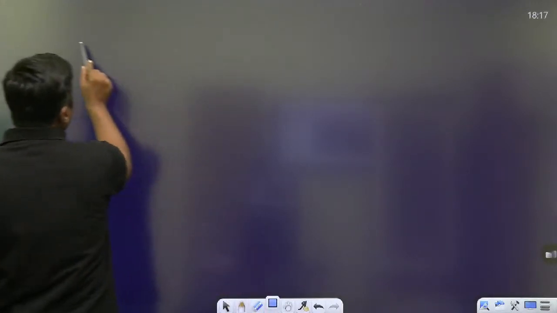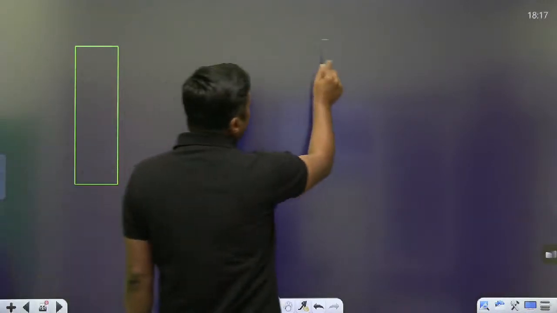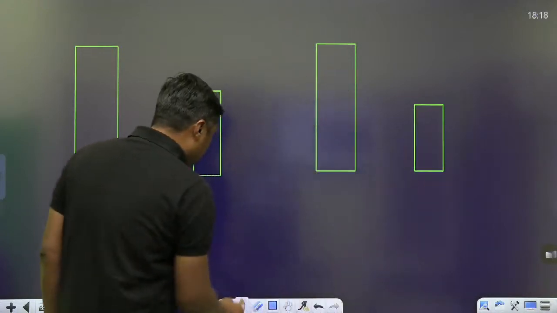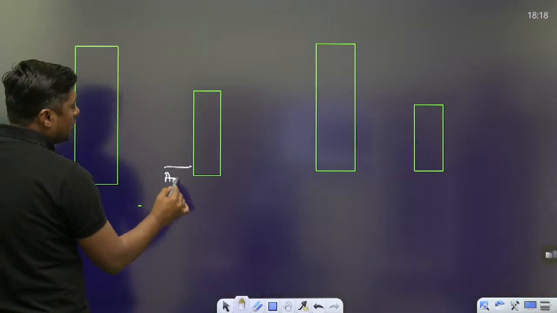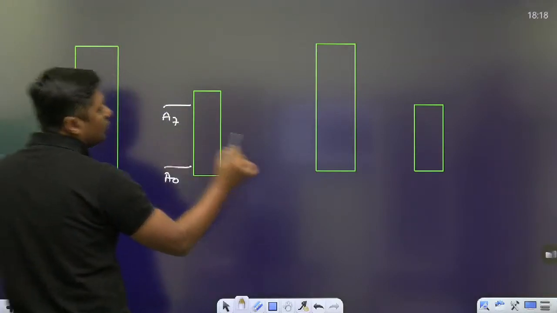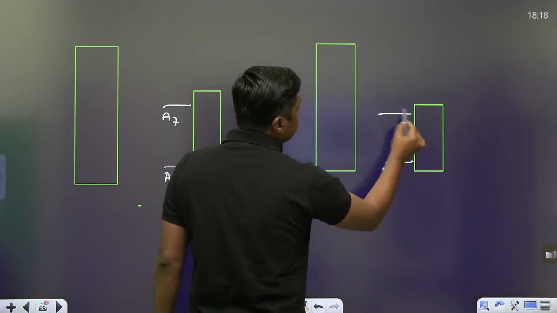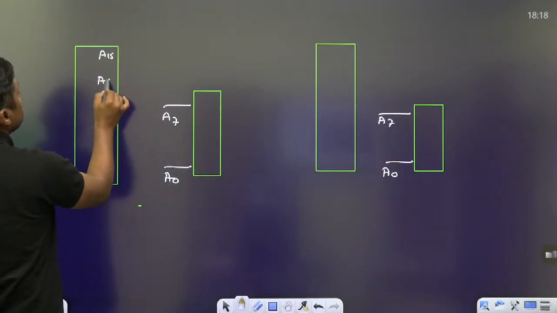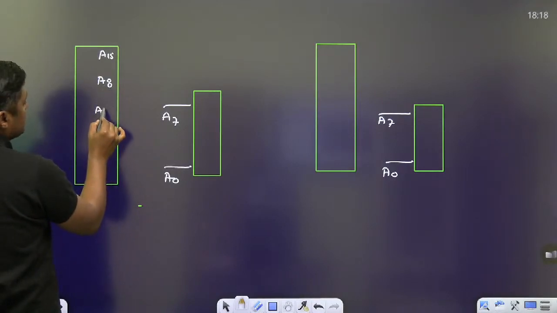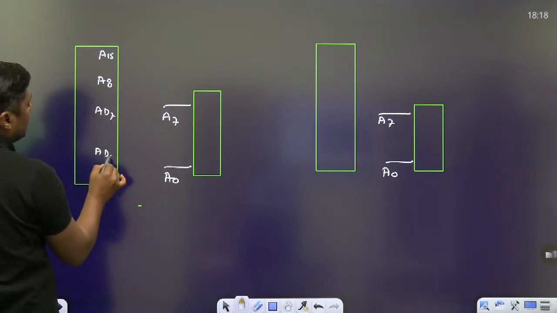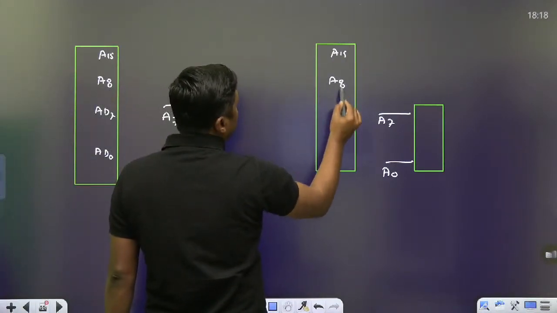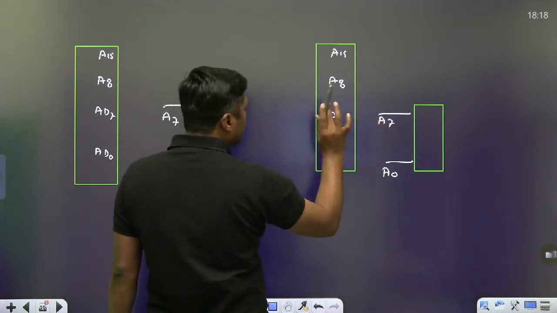For example, this is the microprocessor, everyone try to understand. And we have only one memory. Only one memory here. And memory has the capacity, lower order address is A0 to A7. No doubt it has the A15 to A8 address lines, or AD7 to AD0 data lines or multiplex lines. But we have only one memory.